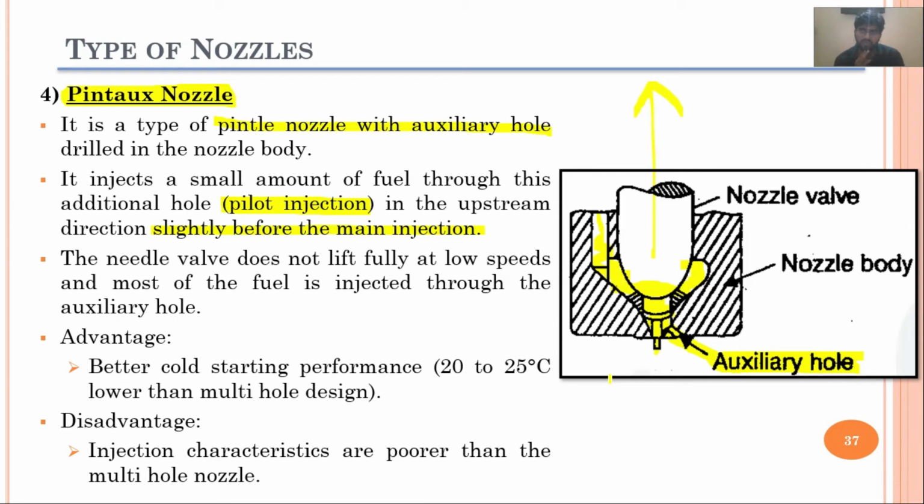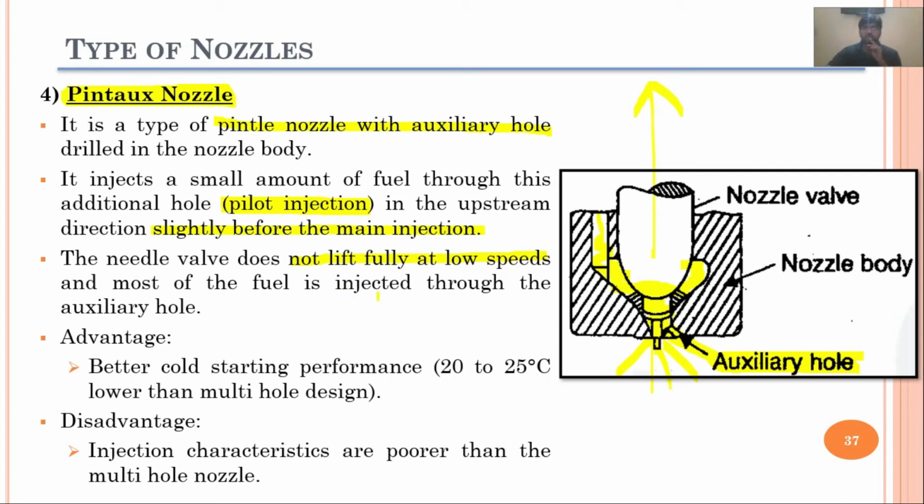But once your IC engine has started operating and more air is going into the combustion chamber, or you can say your IC engine is operating at higher speeds, your injection pumps would pressurize the fuel to the desired amount. The nozzle valve would be opening, and fuel will start getting into the combustion chamber from the main nozzle as well. The needle valve does not lift fully at lower speed, as I mentioned earlier.